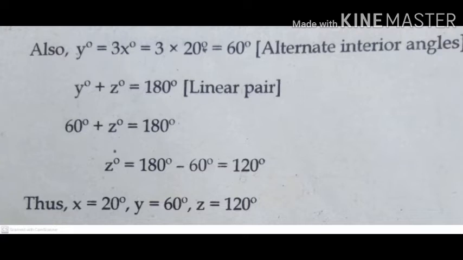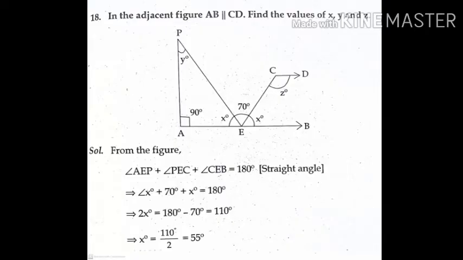Z degrees is equal to 180 degrees, transposing 60 degrees to the right side of the equation, it becomes minus 60 degrees. After subtracting, we get 120 degrees. Thus, x is equal to 20 degrees, y is equal to 60 degrees and z is equal to 120 degrees. Next, 18th question. In the adjacent figure, AB is parallel to CD. Find the value of x, y and z.